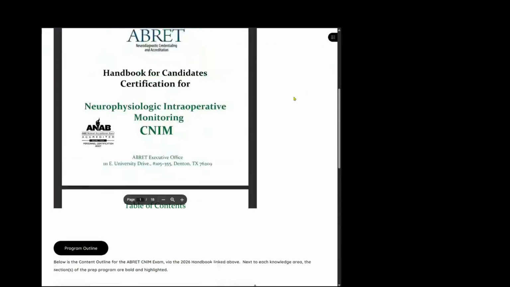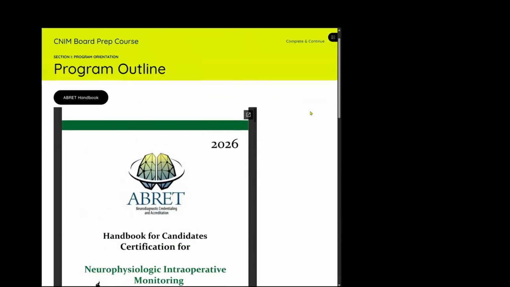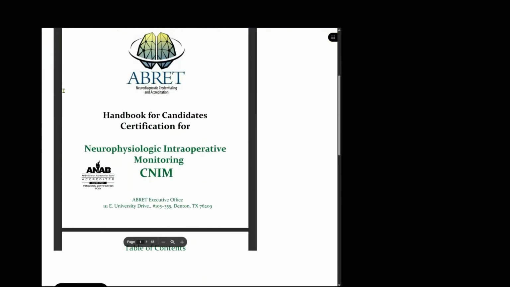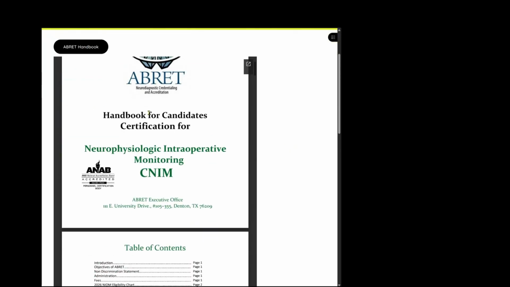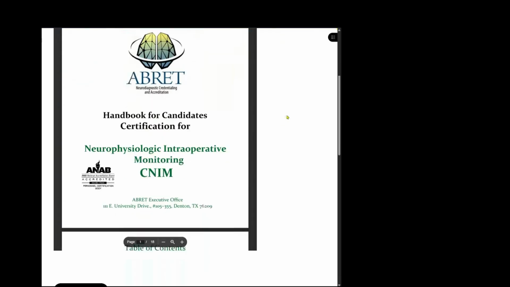From there, you can go in order if you'd like. Otherwise, you can skip around and do whatever feels right to you. I do recommend checking out the program outline. It will have the ABRET handbook, the most recent handbook. I will say because it's direct linked to their website, the link sometimes will stop working. And if that's the case, I will just upload it again. But this is the same exact handbook that can be found on abret.org under the exams.